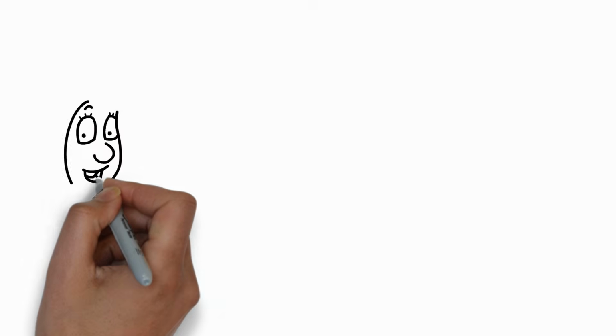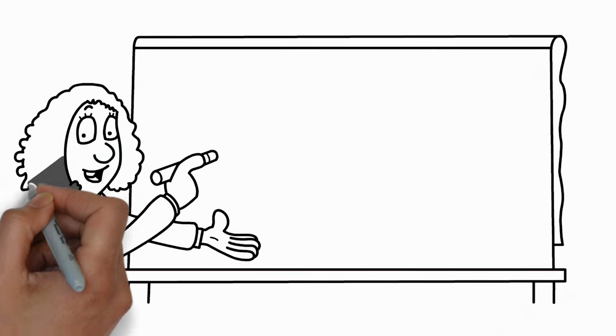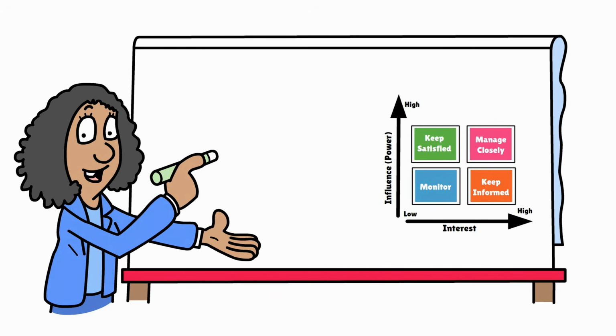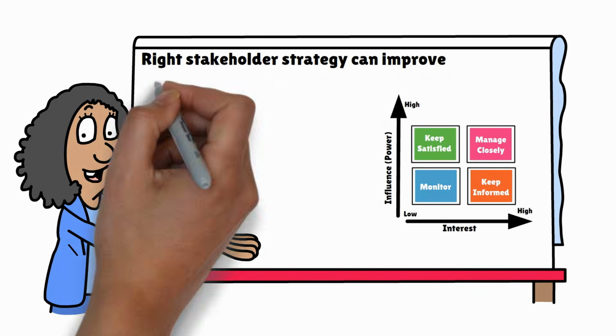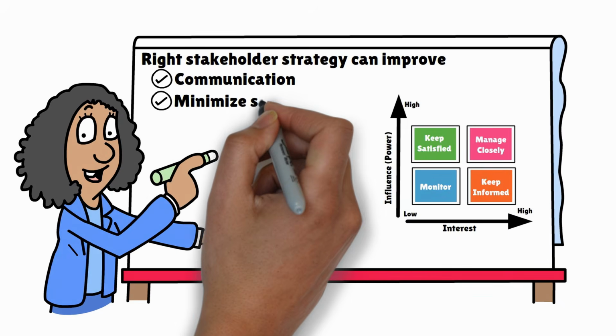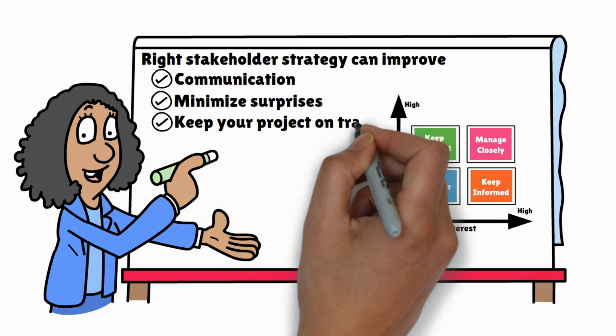To sum it up, the Stakeholder Influence Matrix helps you focus your attention where it matters most. The right stakeholder strategy can improve communication, minimize surprises, and keep your project on track.